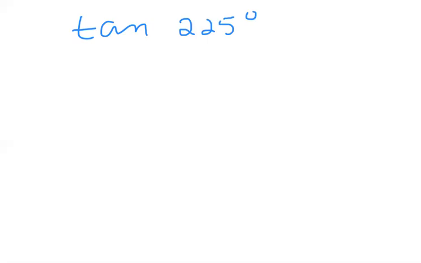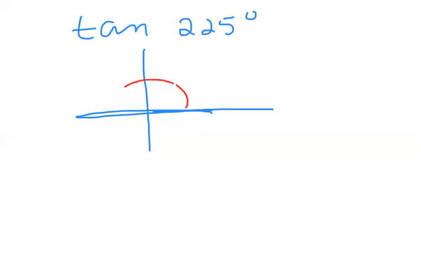Use a reference angle to find the exact value of the sine, cosine, and tangent of 225 degrees. First, let's go ahead and sketch this out. We have to find our reference angle. So think about 225 degrees. That is past 180 degrees. It's exactly 45 more than 180 degrees.